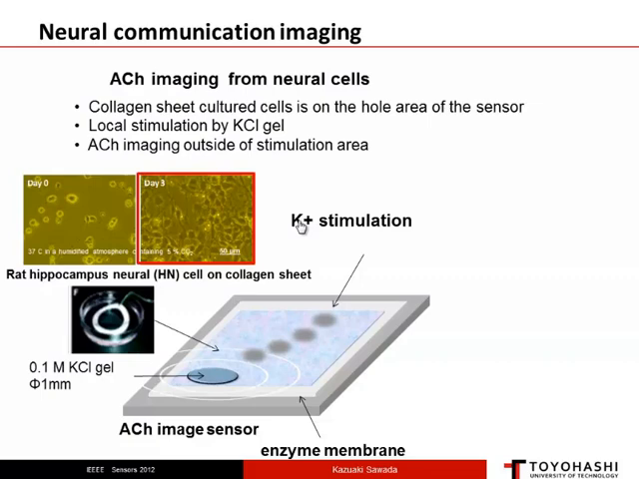and we apply potassium stimulation at the side of this area. Then we expect the acetylcholine release will be observed near the potassium stimulation area. And as you know, our neural cells have a network with each other. So if we catch the acetylcholine emission from there, it might be the acetylcholine emission by neural communication. Then we tried this experiment.